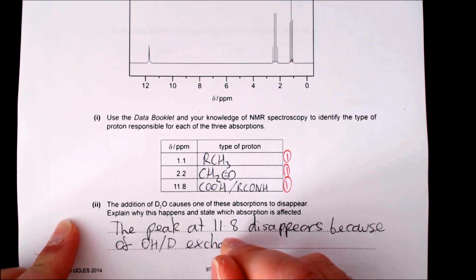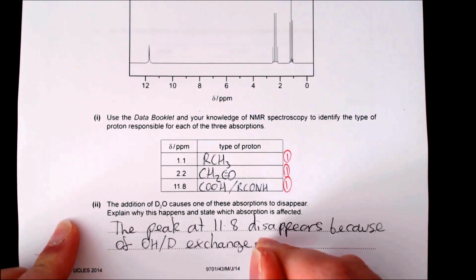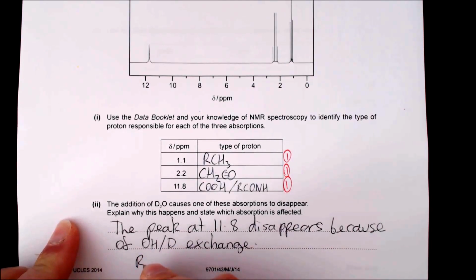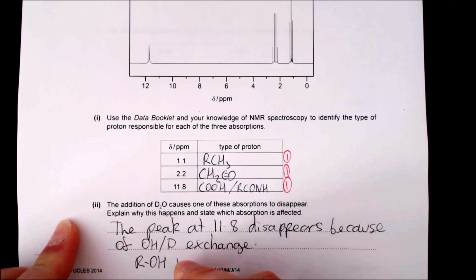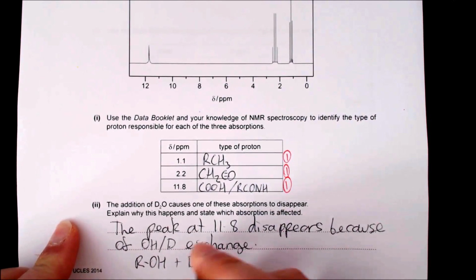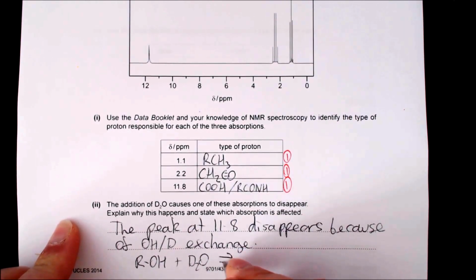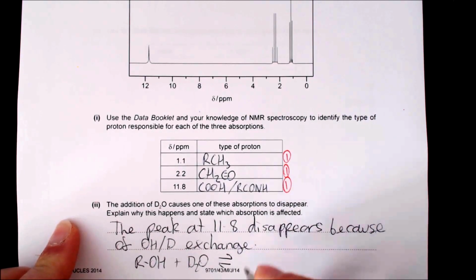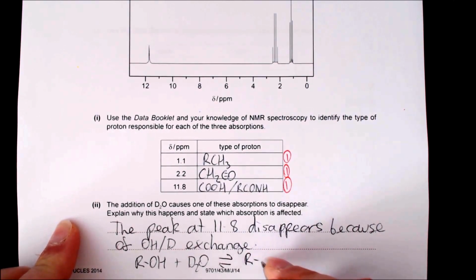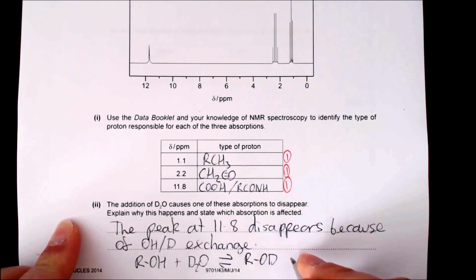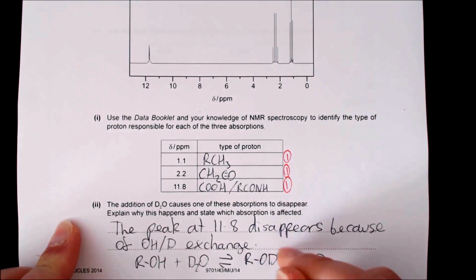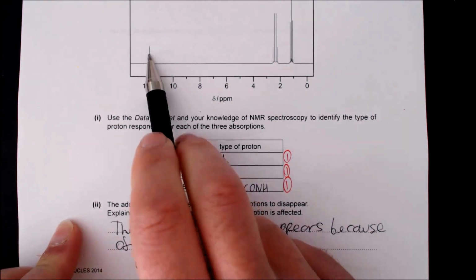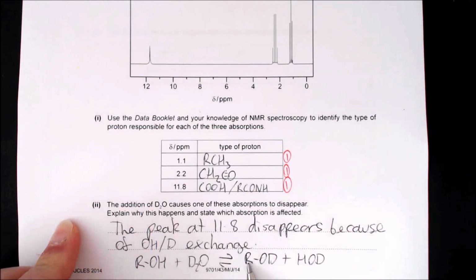So maybe to help illustrate this, I'll write an equation. We have the ROH, which is on the carboxylic acid, and we're going to react that with D2O, which is also known as heavy water, because obviously it's a heavier isotope. And effectively what you form is ROD. This is no longer detected by the NMR machine, and obviously you have HOD as well. So because this is no longer detected by the NMR, this peak at 11.8 effectively disappears, and it goes.